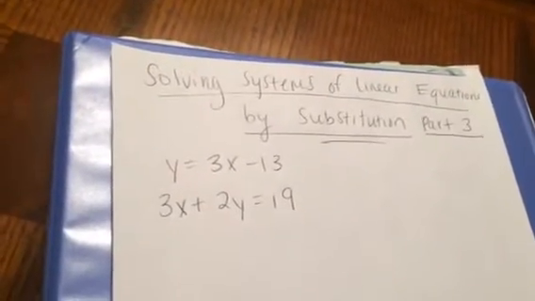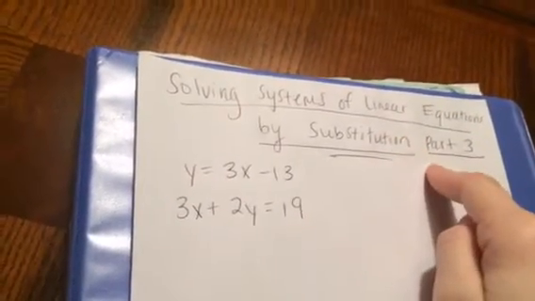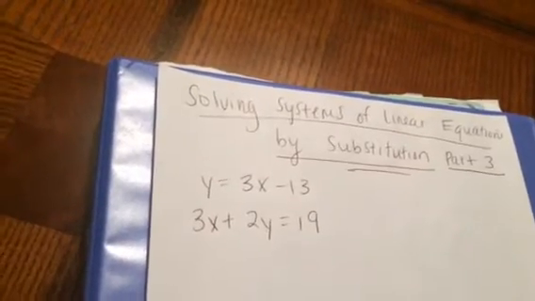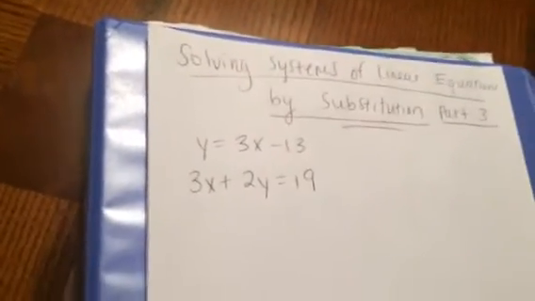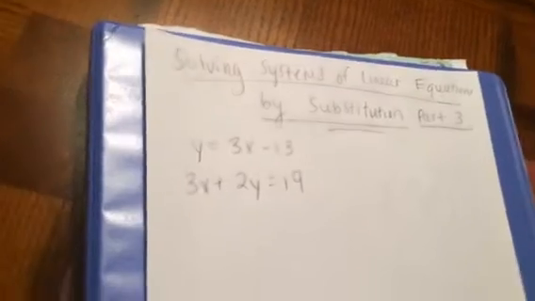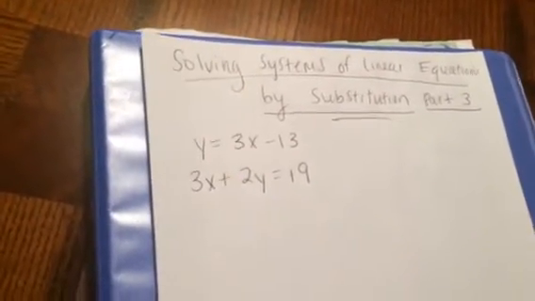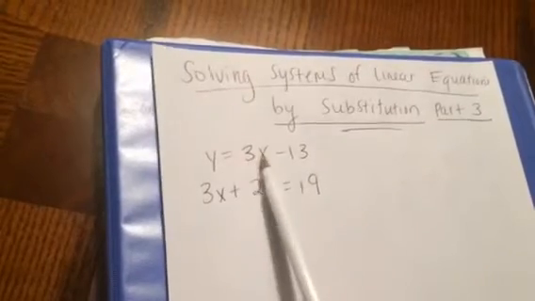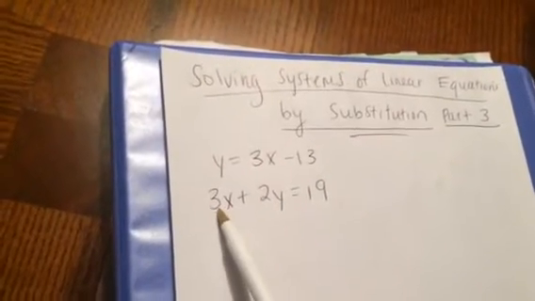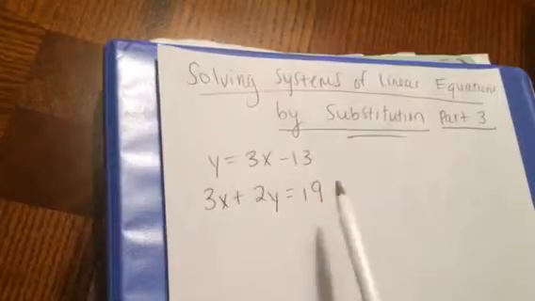In this part 3 of solving systems of linear equations by substitution, this is going to be the most tricky problem you come across, okay? We have two equations that make up the system of equations: y equals 3x minus 13, and 3x plus 2y equals 19.